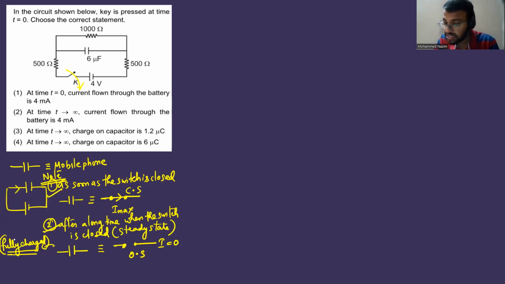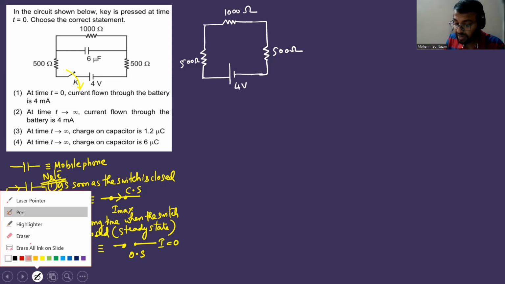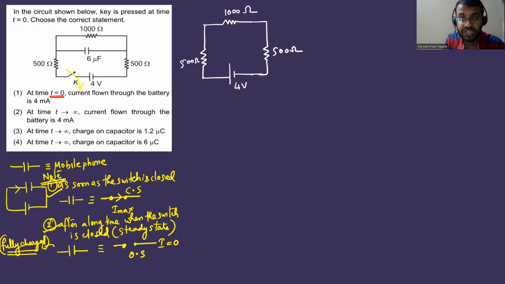So here the question tells that, here it is 1000 ohm. Let me redraw the circuit, 1000 ohm. And this is a 6 microfarad capacitor. This is 500 ohms. And then this is a battery, 4 volt. And here also we have a resistor, which is 500 ohms. Now the question's first point: at time t equal to 0, which means as soon as the switch is closed, what is the current flowing through the battery?